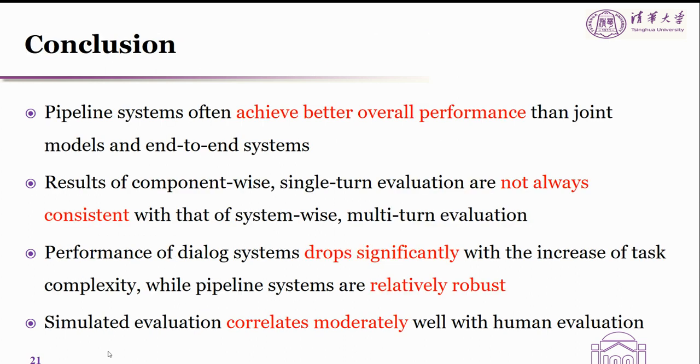In conclusion, pipeline systems often achieve better overall performance than joint models and end-to-end systems. The results of component-wise single-turn evaluation are not always consistent with that of system-wise multi-turn evaluation. Performance of dialogue systems drops significantly with the increase of task complexity, while pipeline systems are relatively robust. Simulated evaluation correlates moderately well with human evaluation.